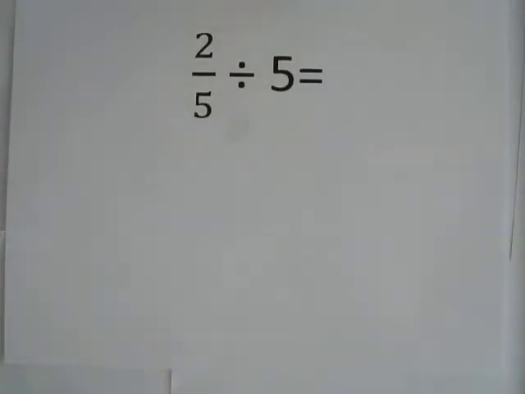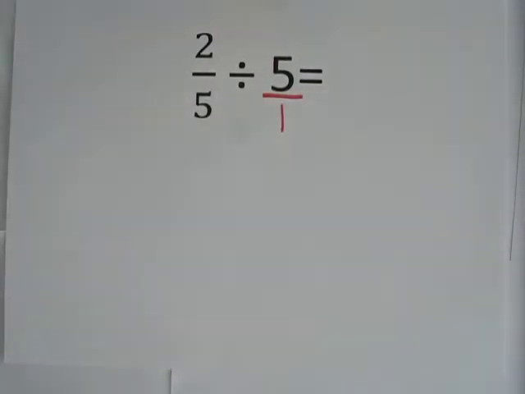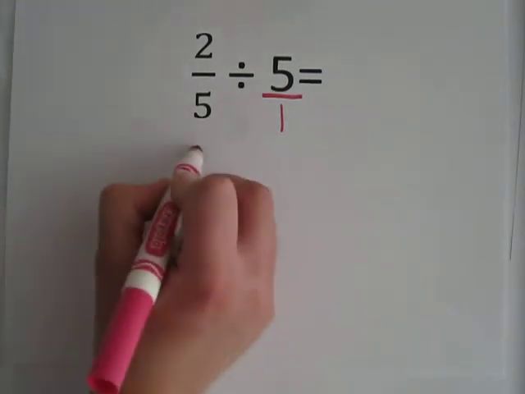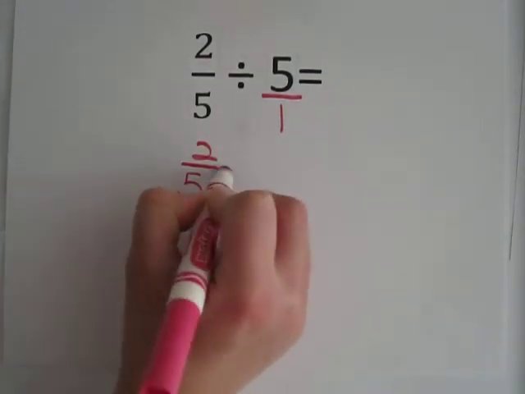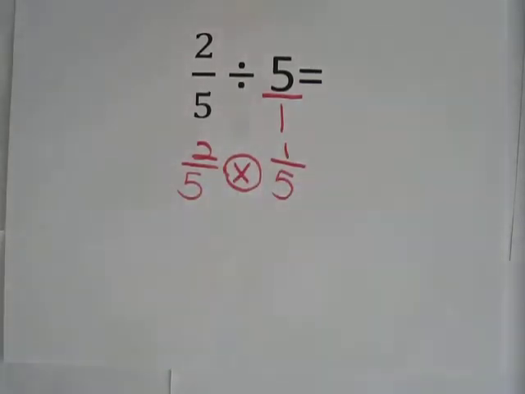Now let's look at if we're given, instead of two fractions, a fraction and a whole number. Again, we need to put our whole number over 1. 5 is the same as 5 over 1. So now we're going to change this to a multiplication sentence, which is our first step. Flip the second fraction, then change it to multiplication.